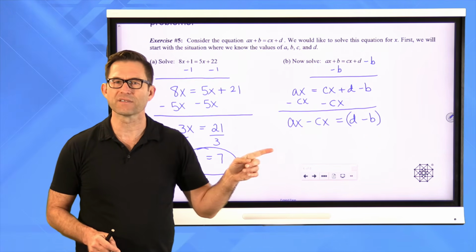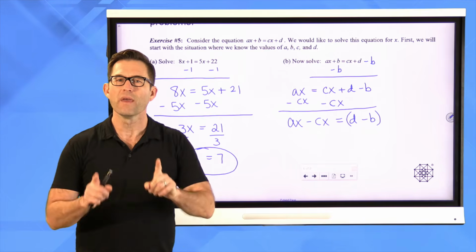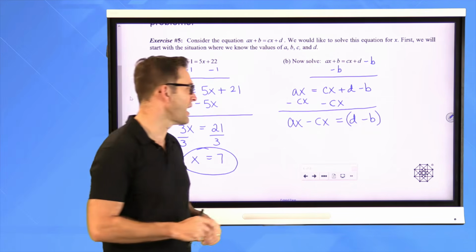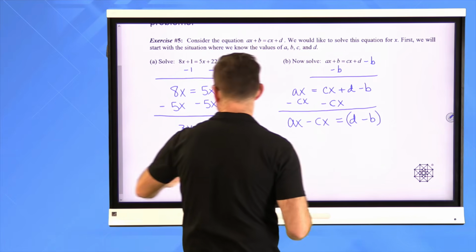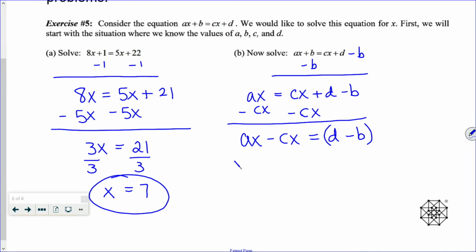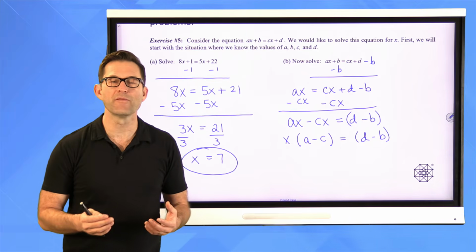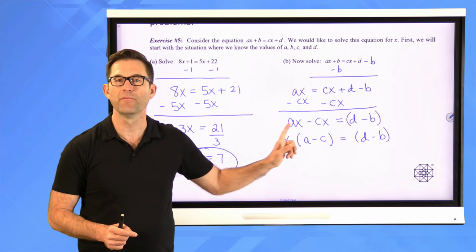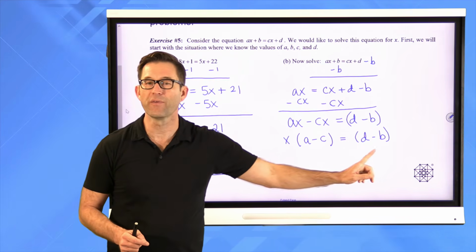I have ax minus cx. Well, if you think about it, this is where we can factor the x out. Let me move this over here just to give myself some space. I'm going to have x times a minus c is equal to d minus b. Right, so I am literally using the distributive property, but in reverse. I'm factoring an x out of both of those two terms so that I'm left with this.